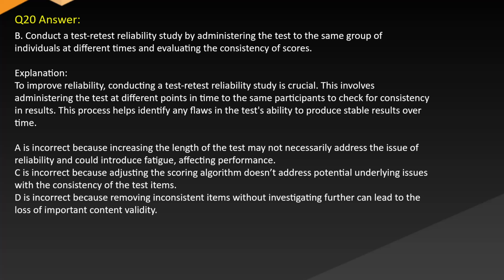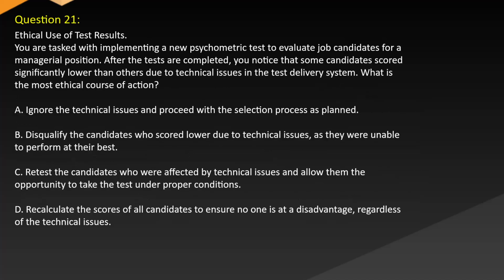A is incorrect because increasing the length of the test may not necessarily address the issue of reliability and could introduce fatigue, affecting performance. C is incorrect because adjusting the scoring algorithm doesn't address potential underlying issues with the consistency of the test items. D is incorrect because removing inconsistent items without investigating further can lead to the loss of important content validity. Question 21. Ethical use of test results.